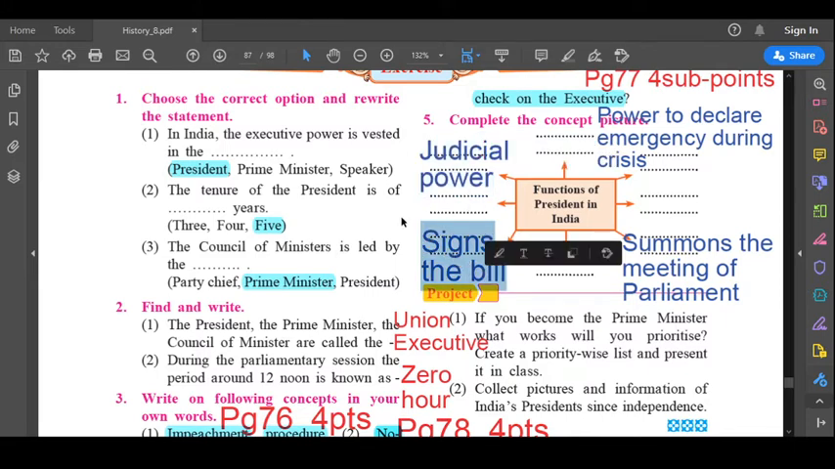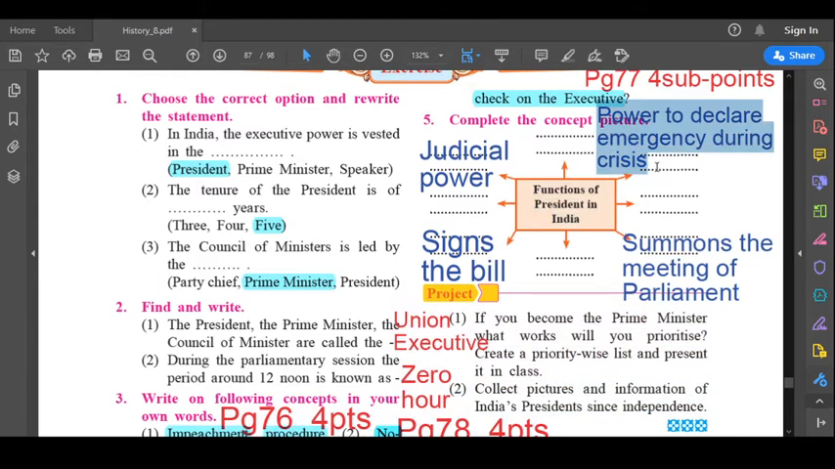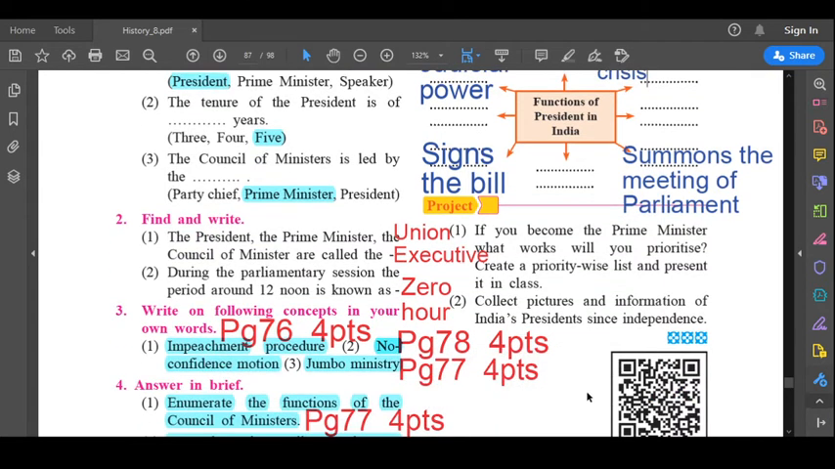That is, the president signs the bill. Third, summons the meeting of the parliament. And the fourth and the last one is power to declare emergency during crisis. These are the 4 functions of the president in India. So students, I want you all to write these question answers in your history civics notebook.